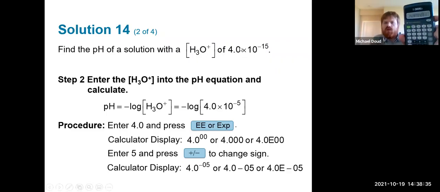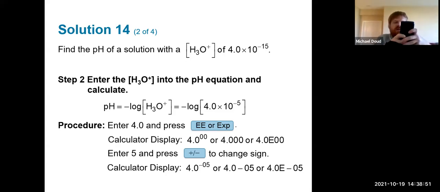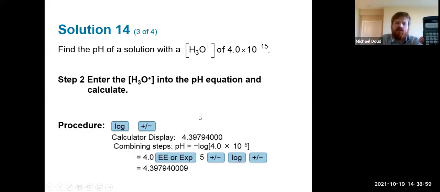So for this one up here, the pH would be, you read it as 14.3979. To 2 decimal places comes out to 14.40, which would be the correct answer. Now for the book here, it actually meant 4.0 times 10 to the negative fifth. So if it's 4 times 10 to the negative fifth, take the log and take the negative of that, you end up with 4.39794.